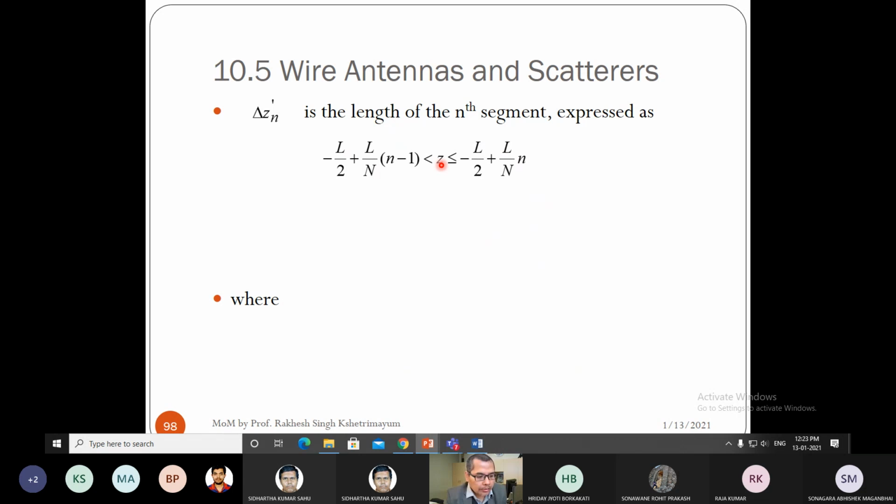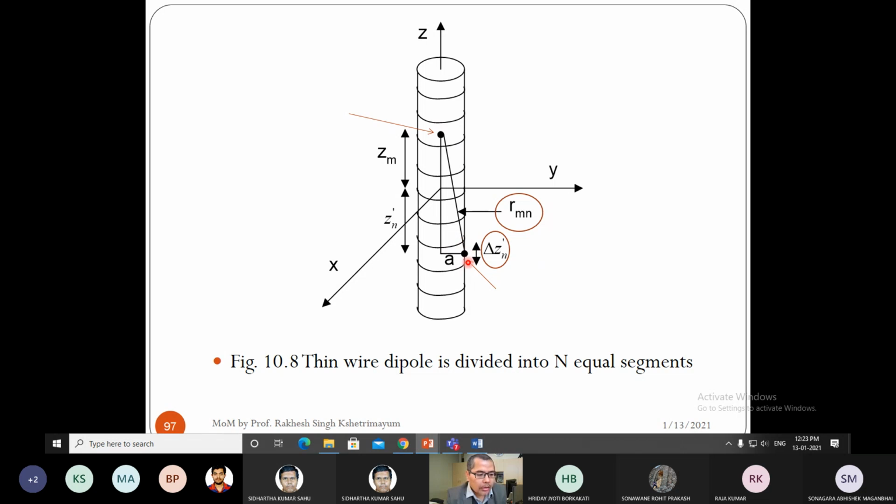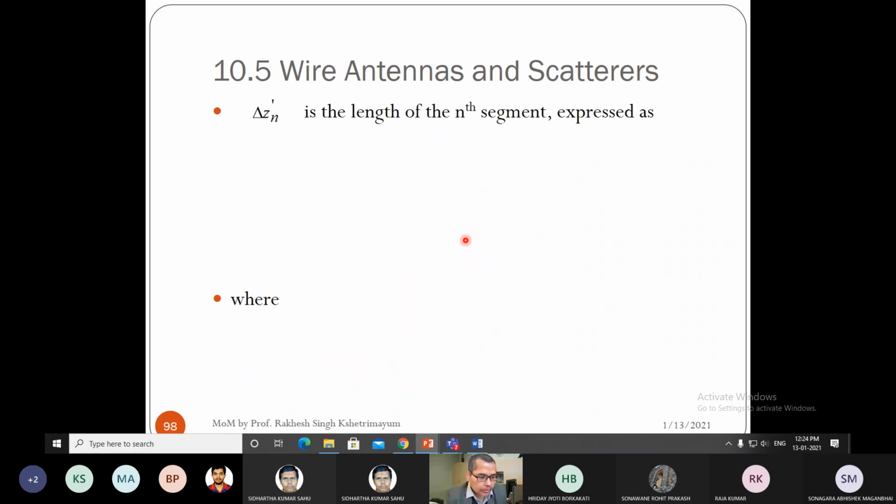Z is varying from this point to this point. This is what we are finding here, the location of this point. This is minus L by 2, and this is the nth point. It starts at minus L by 2 plus L by N times n minus 1, and it ends at minus L by 2 plus capital L by capital N times small n. So the nth segment has this range of values for Z.